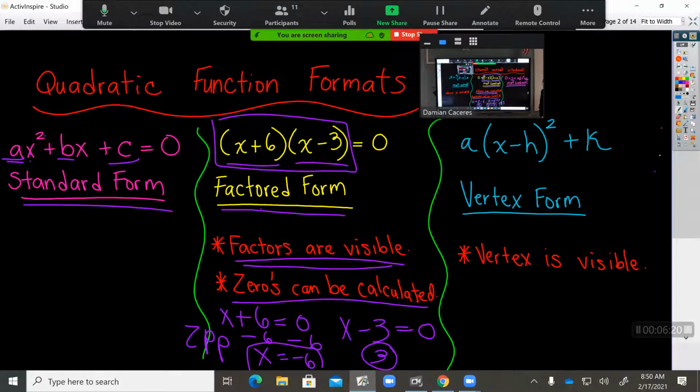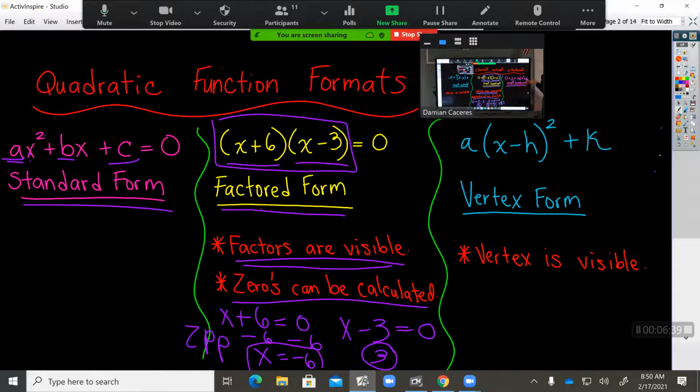Trust me, this is like 39 weeks. We've done a lot to get to this point. Okay, look. So now, standard form, we're going to go over to vertex form. I want you to answer this question. Between all three of these formats, which one looks like the hardest one to work with?